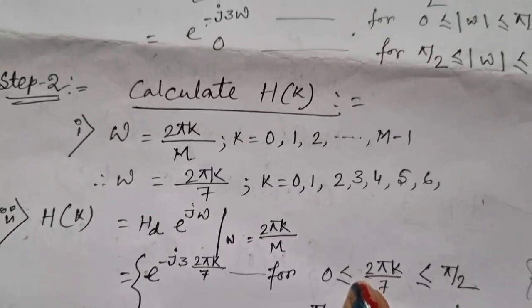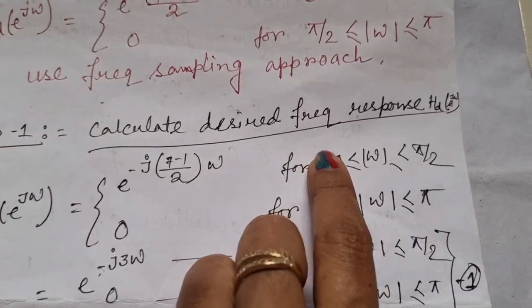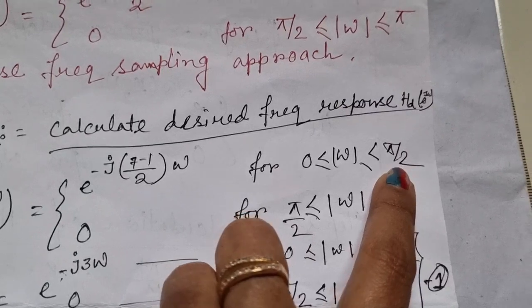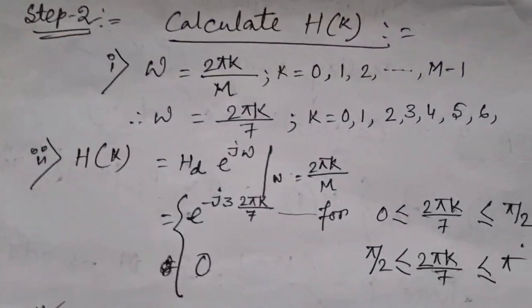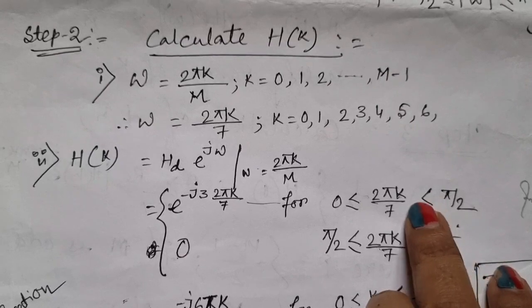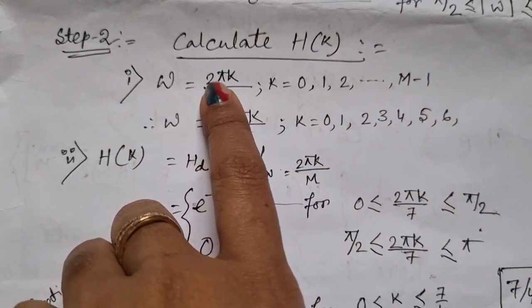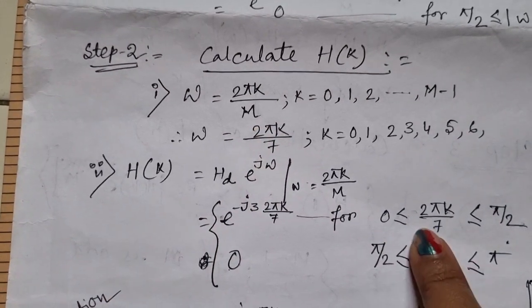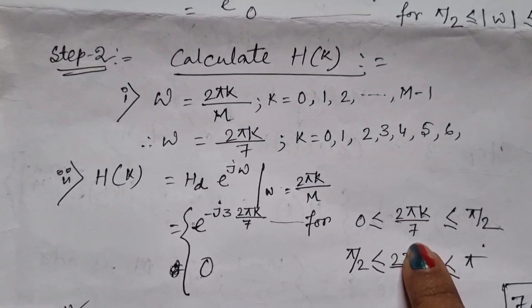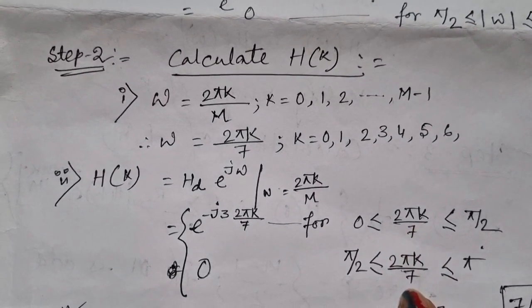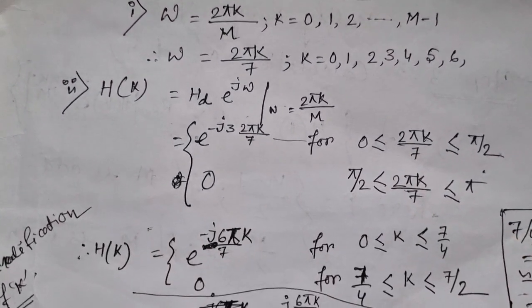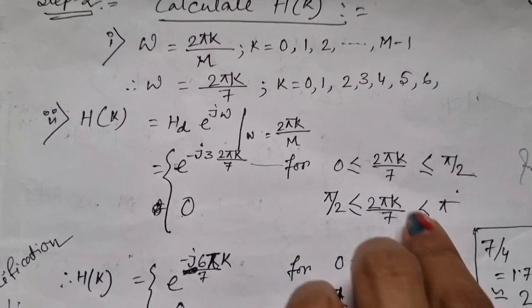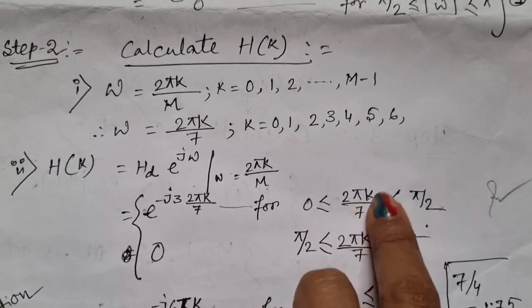So whatever the limit we have to calculate here, it is 0 ≤ omega ≤ pi by 2, meaning the cutoff frequency. Here the same thing we are using, omega value is given, that is 2 pi k by n, where n is 7. Something we have to do here to get the value of h of k, that is k. So now just simplify the limit.